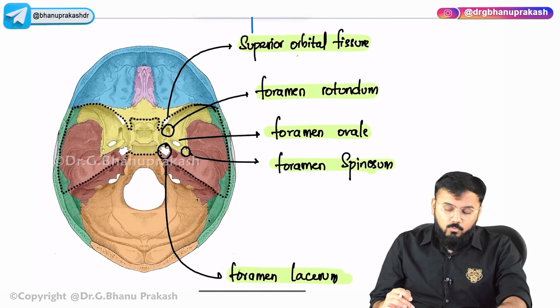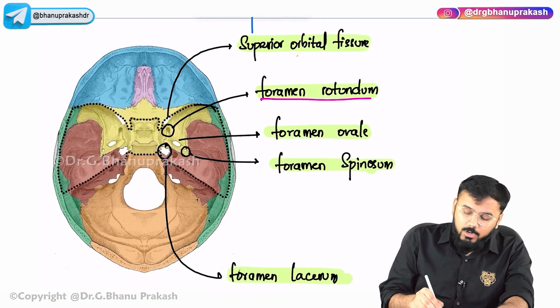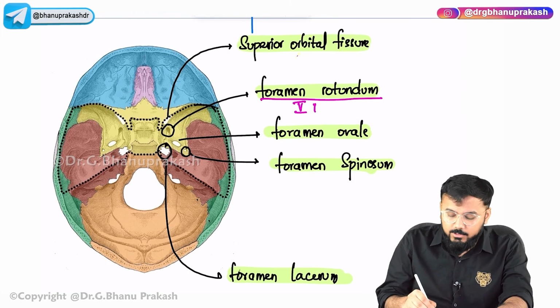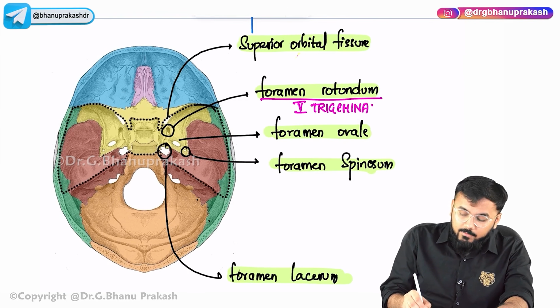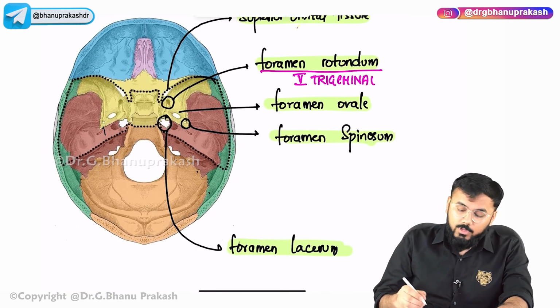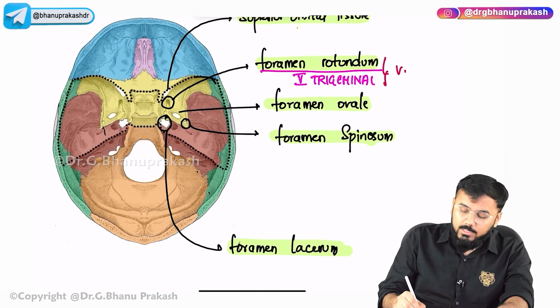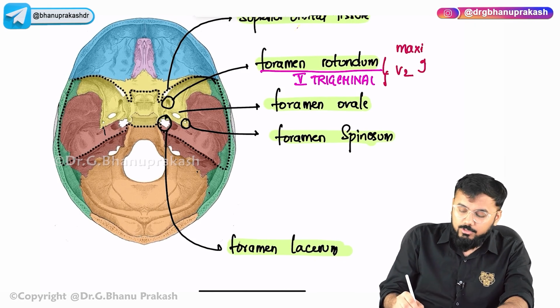Okay. Now, when it comes to foramen rotundum, what does it pass? Again, foramen rotundum allows the passage of the fifth pair of cranial nerves, the trigeminal nerve. We are already done with one branch of trigeminal, V1. Now here, which branch will pass? That is V2. V2 is your maxillary branch.